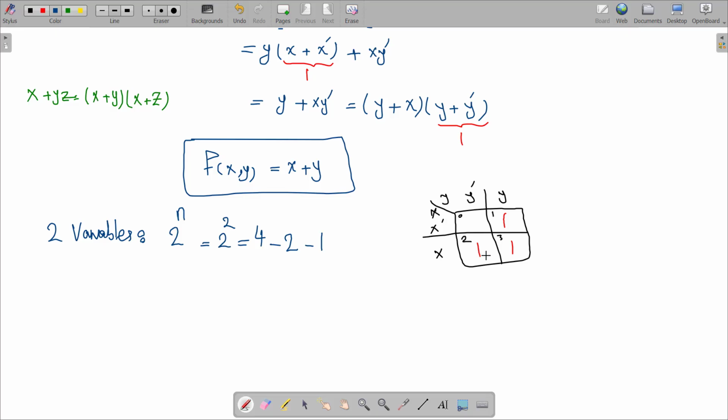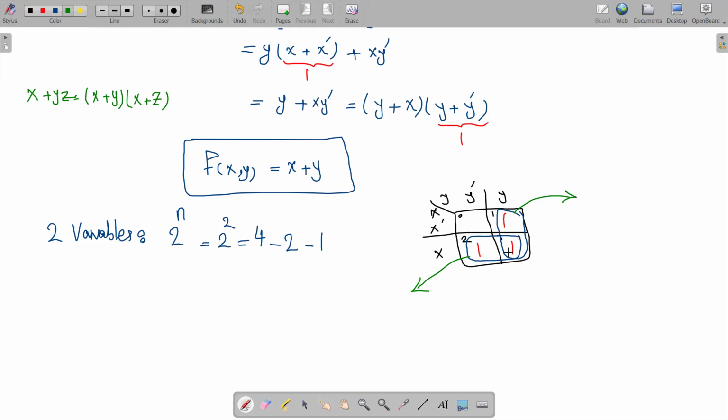Now, if we look here, we have 3 ones, but I cannot make 3 ones as one group because the number of ones in a group has to be a power of 2. So I have to make these 2 ones as one group and these 2 ones as another group. Now I have to write the corresponding term of each group. How can I write it?